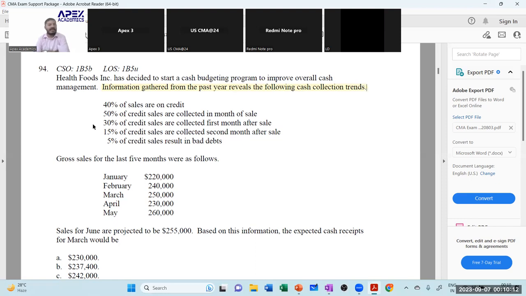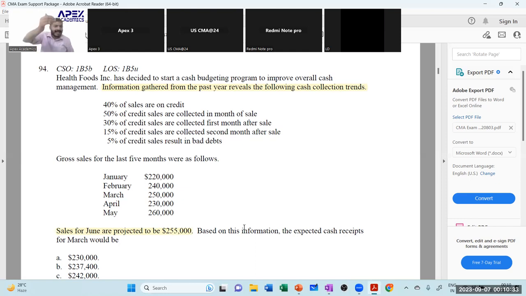Jan, Feb, March, April, May data is given to you. Sales for June are projected to be 2,55,000. Based on this information, the expected cash receipts of March will be what? Why have they given us this sentence? To confuse us. June has no bearing on March. We want expected cash receipts of March.